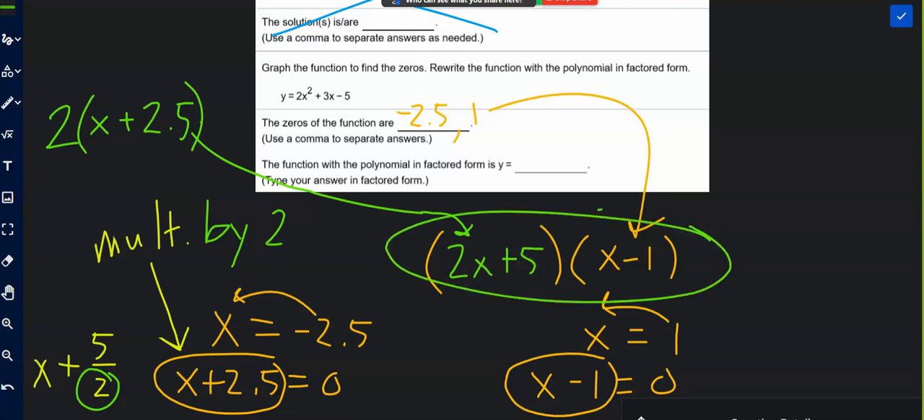This is the answer that should be in this blank. Y equals 2x plus 5 times x minus 1. Now, I understand that this one had a fraction in it. You guys don't like fractions. But you would just think about what number would change 2.5 into a nice number. In this case, if you doubled it, you end up getting a good value.